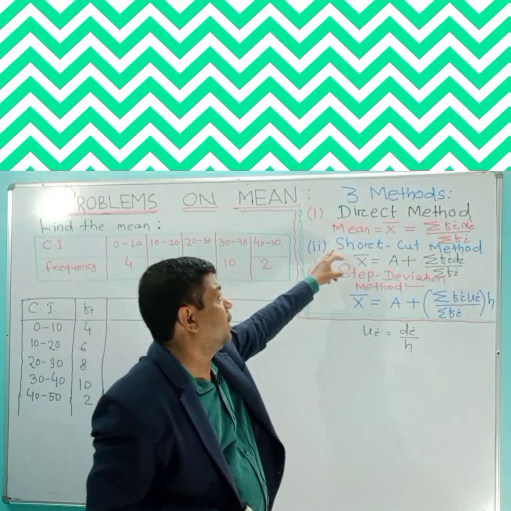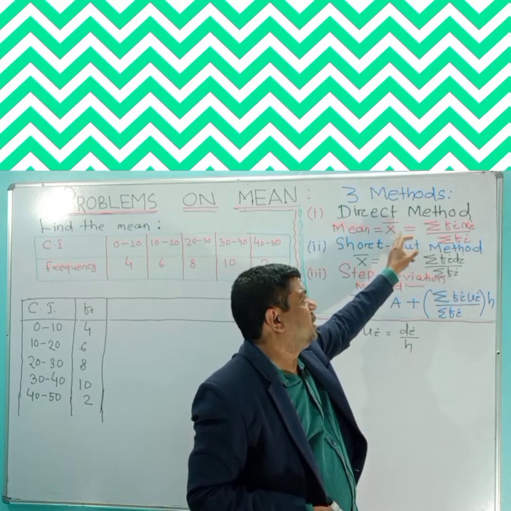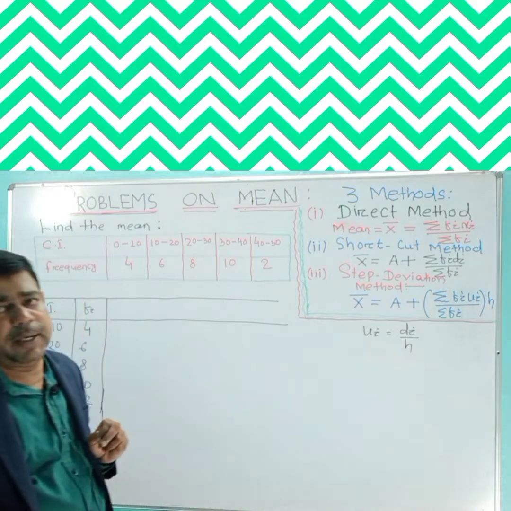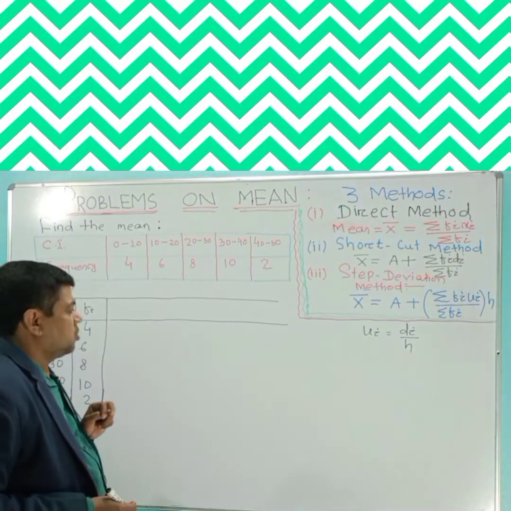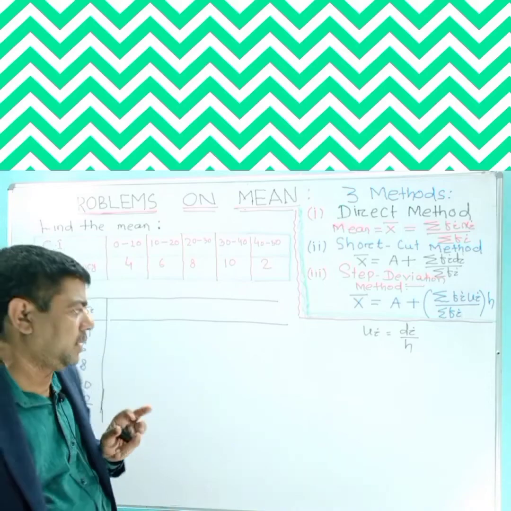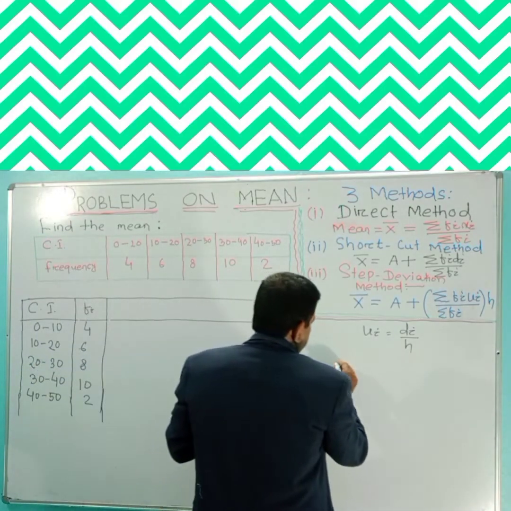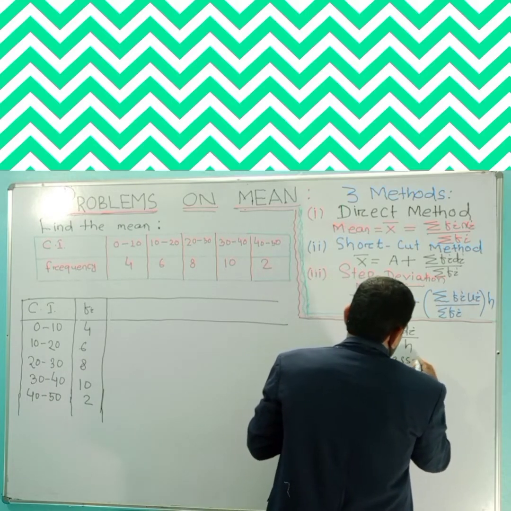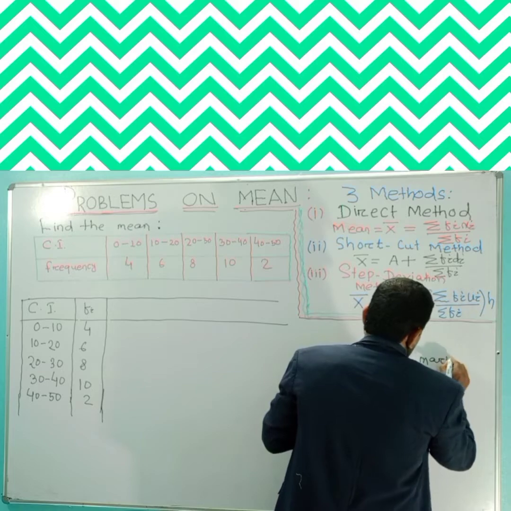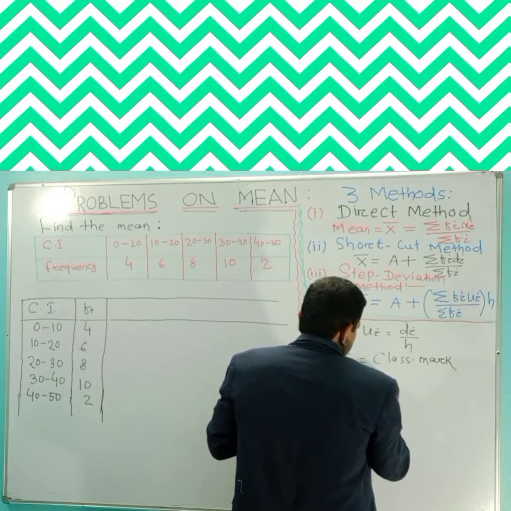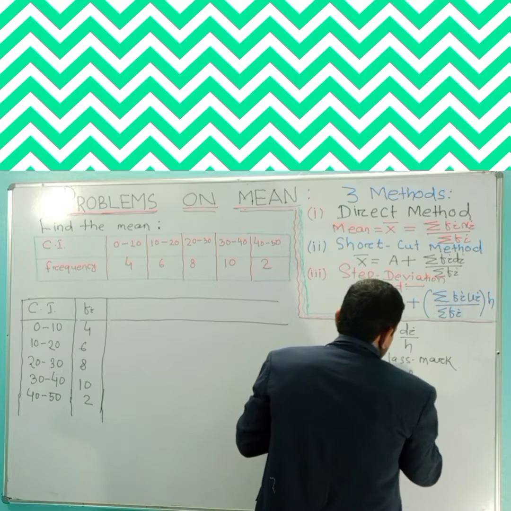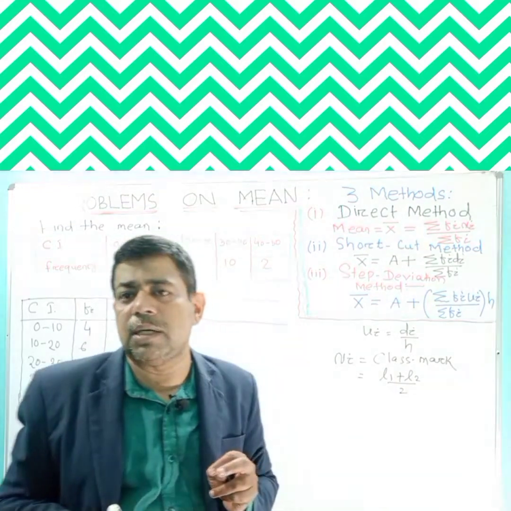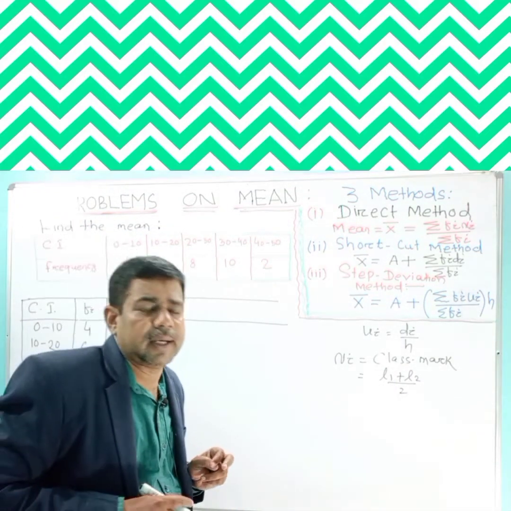In the direct method, the mean x bar is equal to summation of fi xi divided by summation of fi. This is a group frequency distribution table. What is xi? All of you know xi is known as class mark. How to find the class mark? The formula is L1 plus L2 upon 2, where L1 is the lower limit of the class interval and L2 is the upper limit of the class interval.